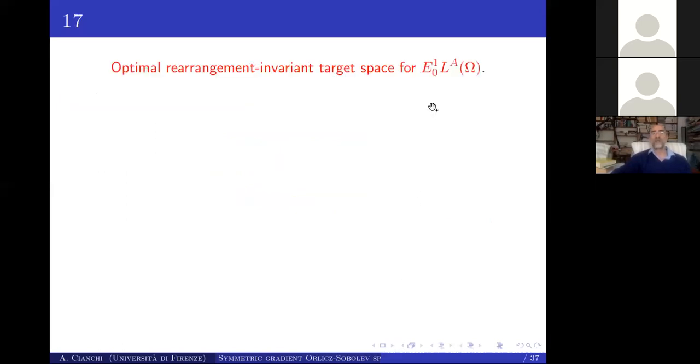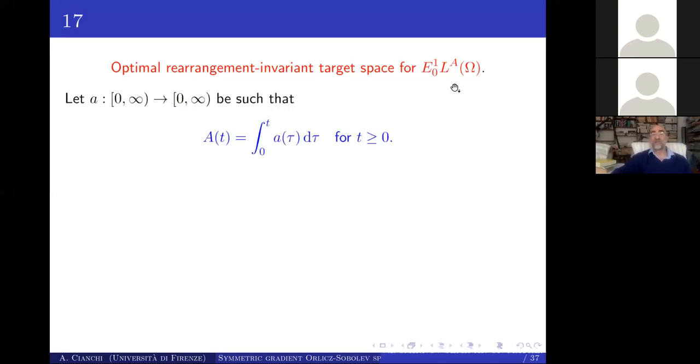Now, in the same spirit, we were looking for an improvement of the result I've told you about so far, where the target space was a Lebesgue space, and trying to find something better, which means the optimal rearrangement invariant space for this domain, E1LA. This can be described, and again, one needs some formula for the function which has to be used in the definition of this optimal target.